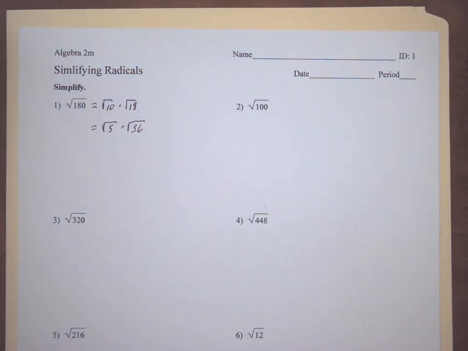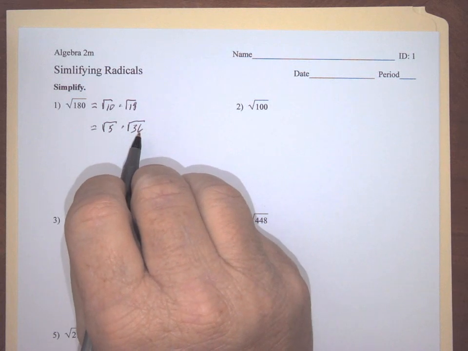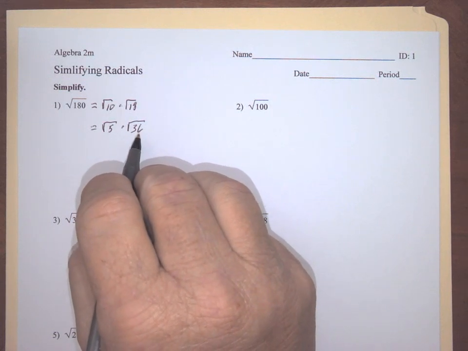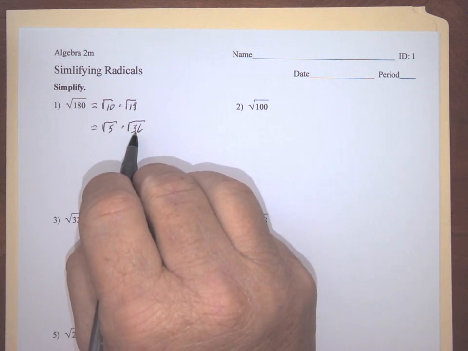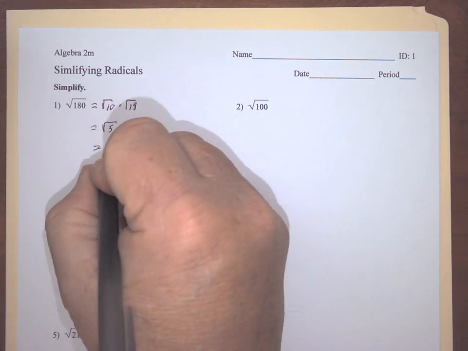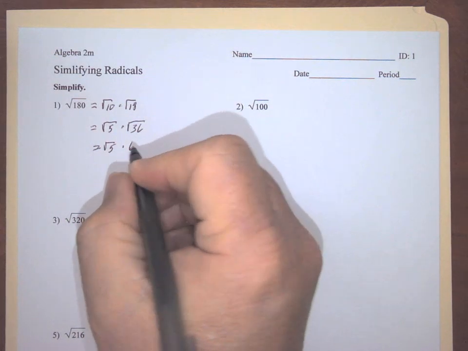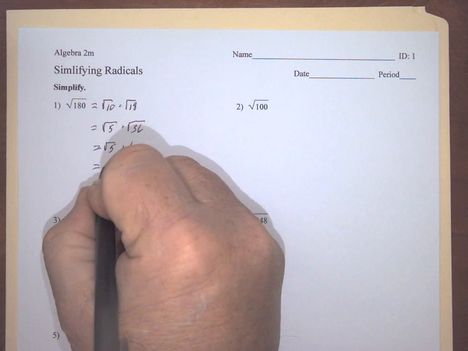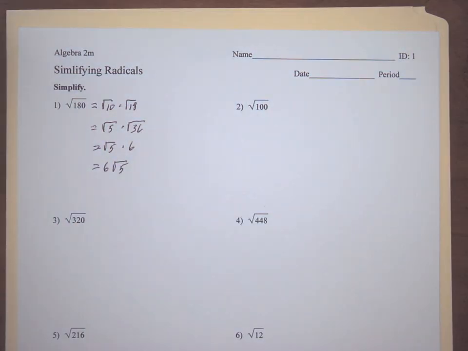Now, one thing we do know is that the square root of 36 is a natural square, and the square root of 36 is equal to 6. So if we take the square root of 36, this is now equal to the square root of 5 times 6, or in the more proper format, 6 times the square root of 5. And so it's much simpler to work with because now we only have a small number under the radical sign.